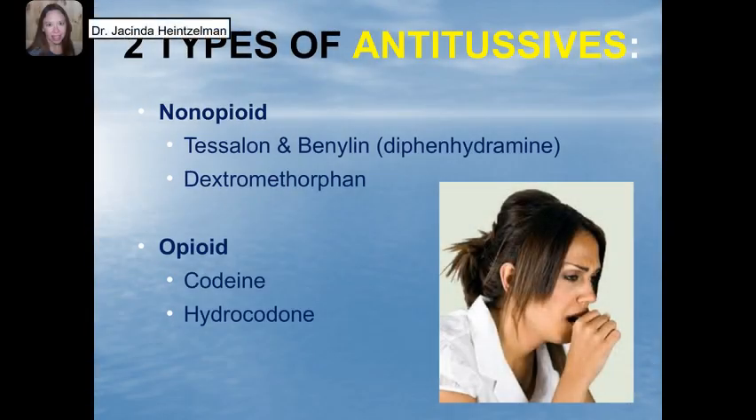We do have two types of antitussives that we can use for our patients with the common cold to help suppress that cough symptom. We do have non-opioids, and then we have opioids. And they are going to work a little bit different in the body, but ultimately the goal is to help stop that cough.